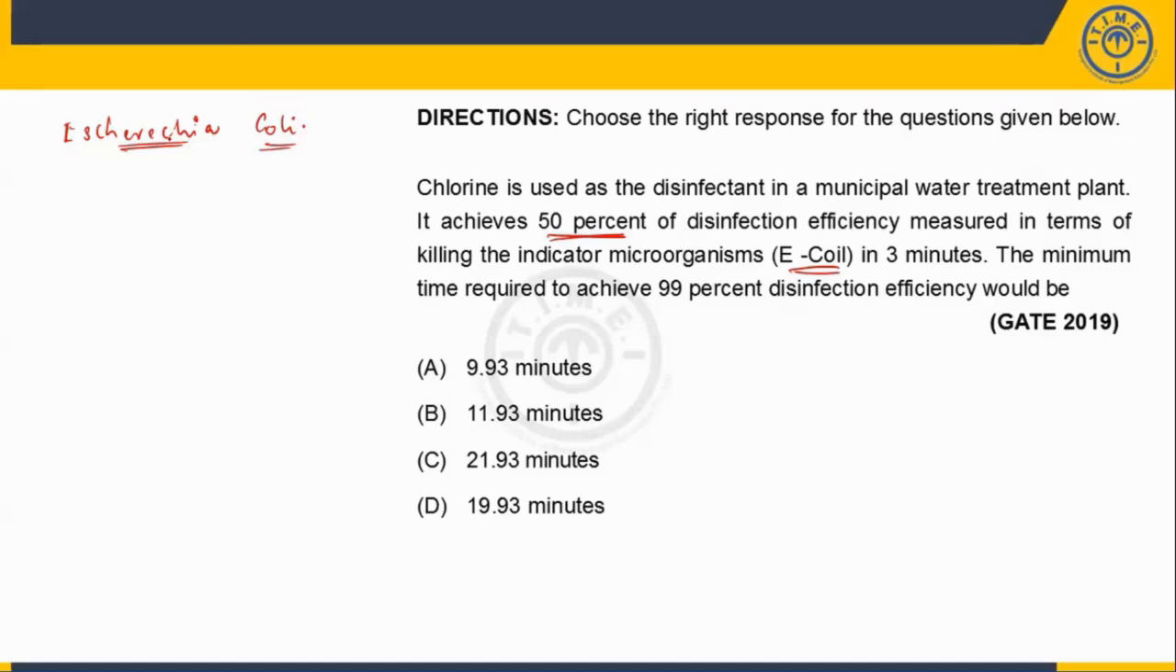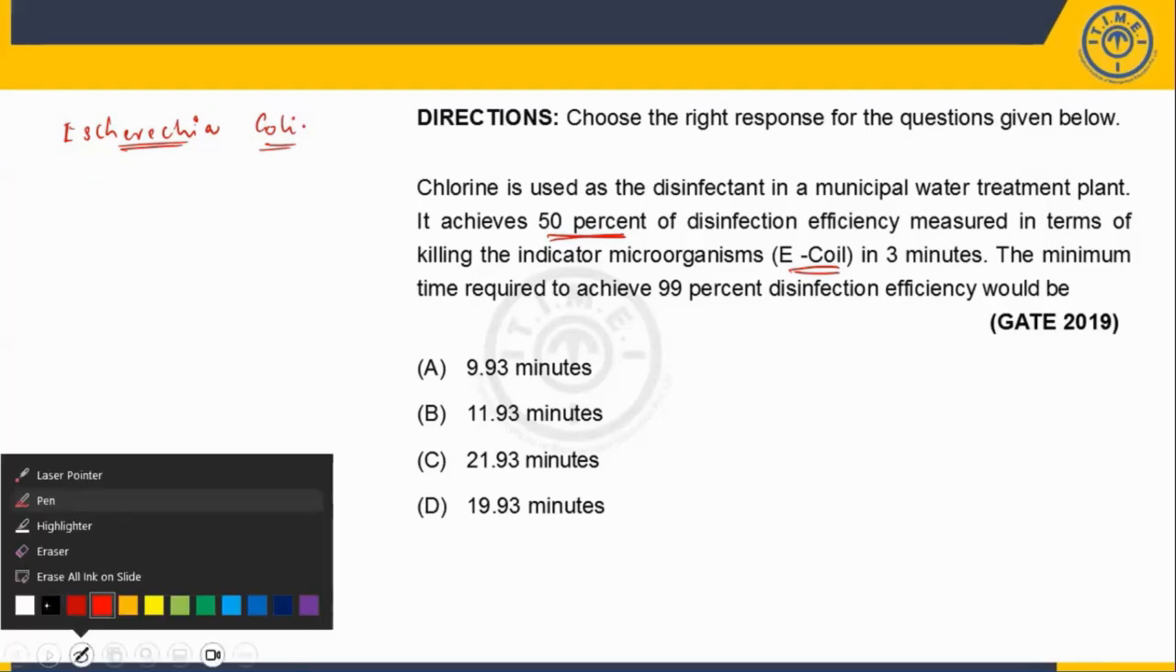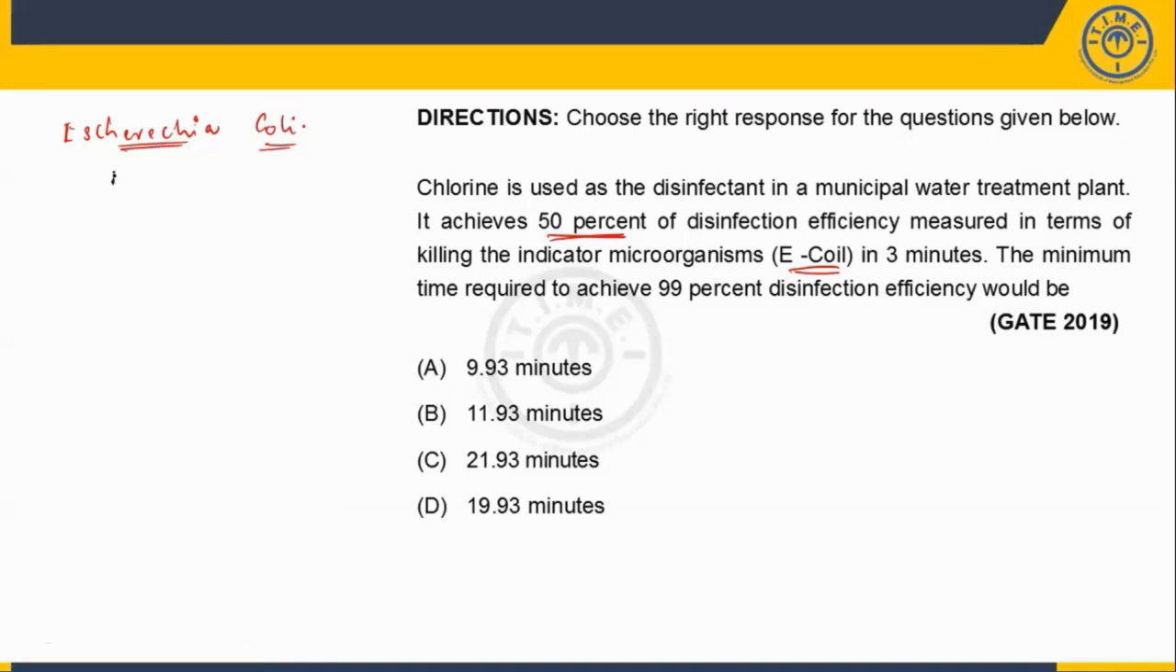Chlorine is used as a disinfectant. It achieves 50% in 3 minutes. Find the minimum time to achieve 99% efficiency. So first we have an equation, as we discussed yesterday. What's that equation? Chick's law of disinfection. What is it? Nt is equal to N naught into 1 minus e power minus kt.